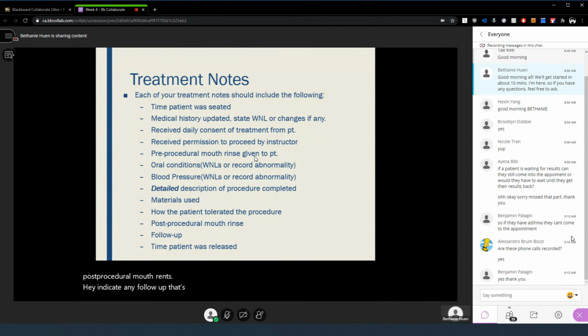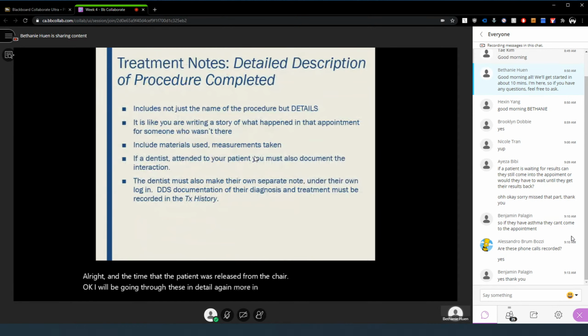If we're at preliminary impressions, you would put: patient will return whenever the next appointment is scheduled for border molding and finals. You're always booking the next appointment at the end of that appointment, and noting the time that the patient was released from the chair. We'll be going through these in detail again in the clinical course.